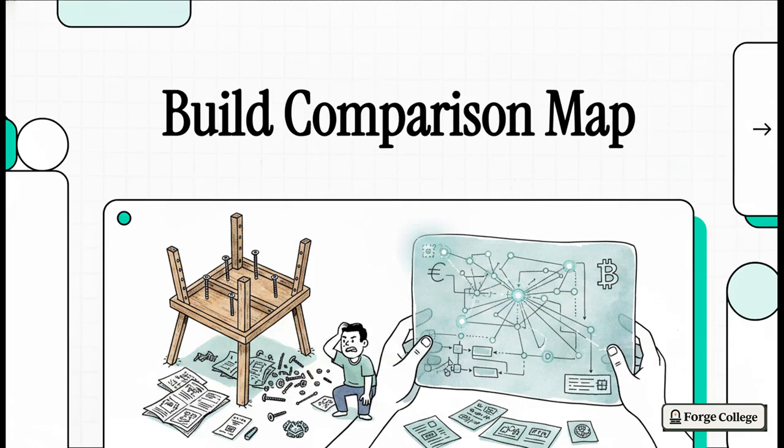Have you ever tried assembling flat-pack furniture without the instruction manual? Yeah, it's pretty much a nightmare. You usually end up with a wobbly table and 5 leftover screws. Well, building a mental model of Web3 without a clear map is kind of the exact same experience.